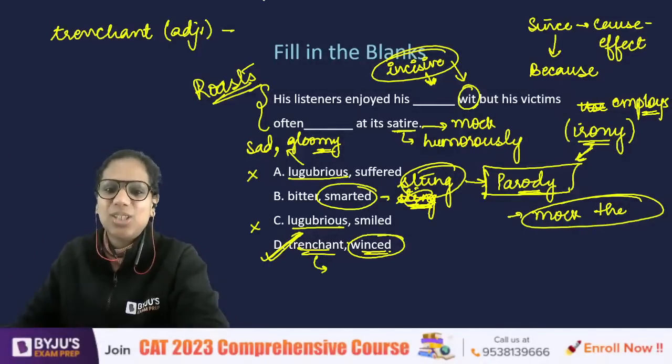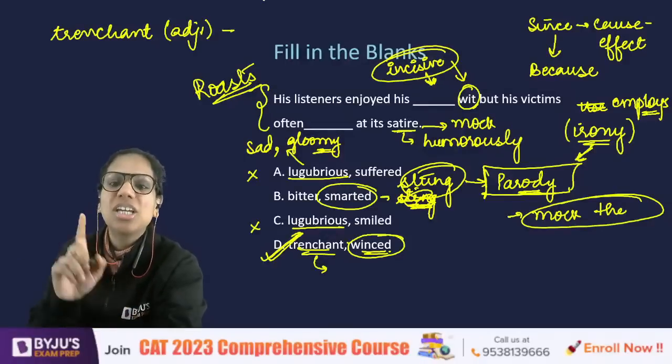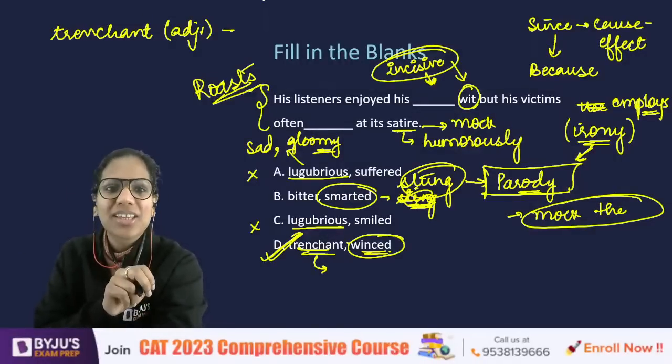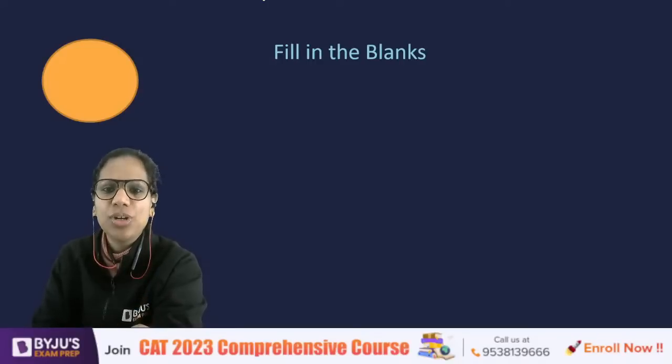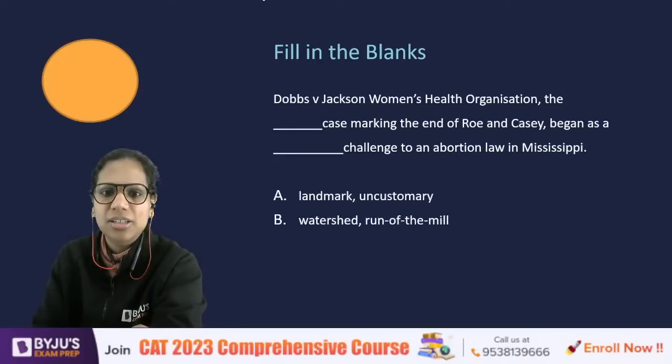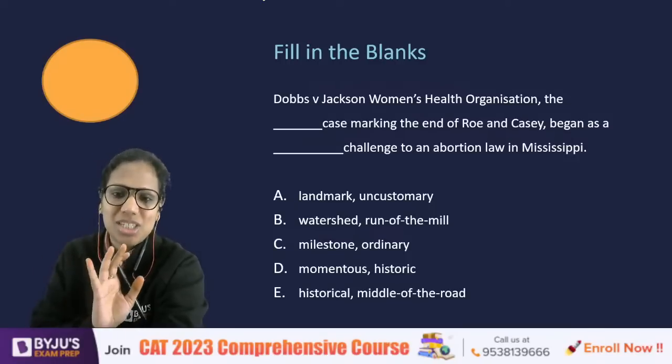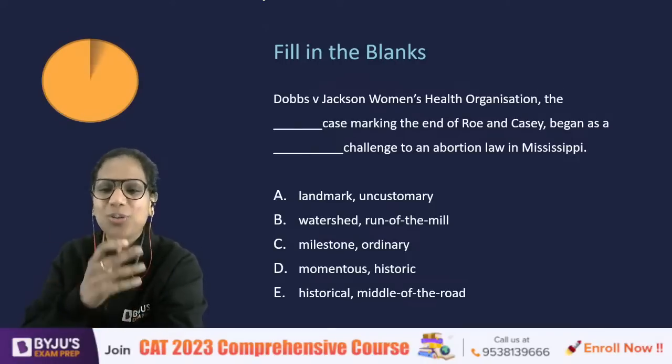Right? Okay, so now this is a new word for you, trenchant. Lugubrious may also be new for some of you. Remember these words. Now coming to another one. So two blanks here again. Five options by mistake. There should have been four, but okay, attempt this.